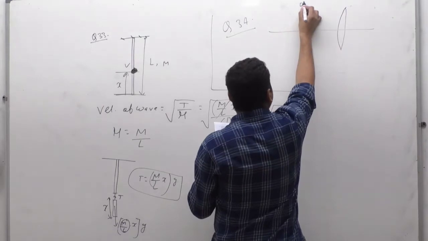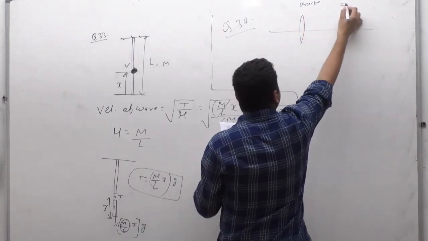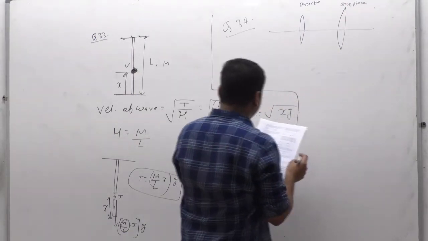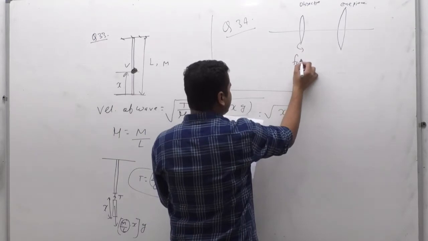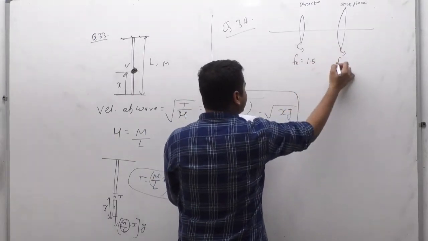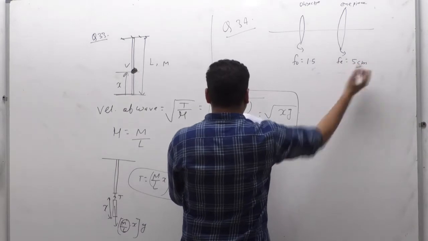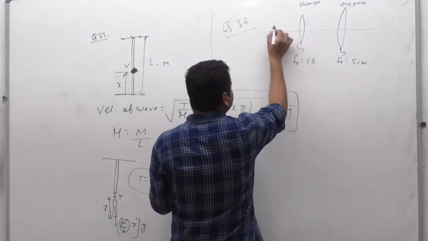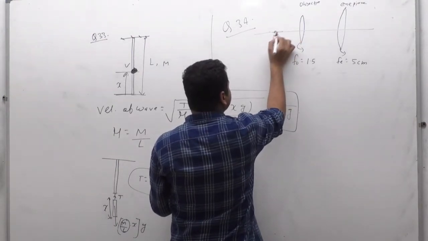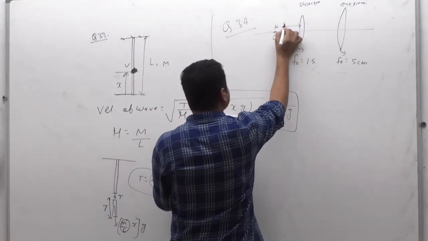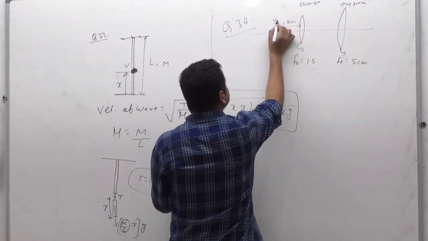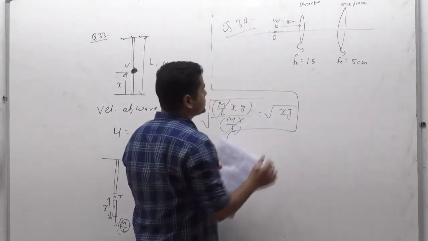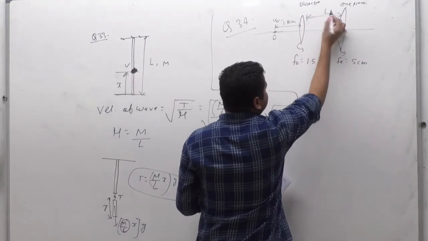So this is the objective lens and this is your eyepiece. A compound microscope with focal lengths f_o equal to 1.5 and f_e equal to 5 is focused on an object which is at a distance of 1.8 centimeter from the objective lens. So this is u_o, but put a negative sign because it is on the left side. They want you to find the length L of the microscope.